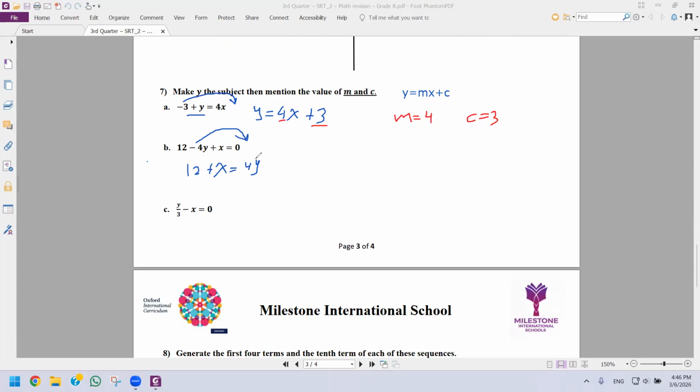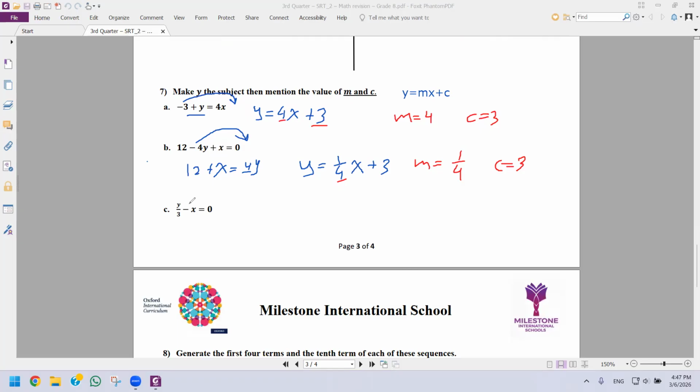Now how to keep y alone? We should divide by 4. Let's divide by 4. So y equals to x divided by 4, it's 1 over 4 x plus 12 divided by 4 is a 3. Again, we should mention what is m and what is c. M is 1 over 4 and c is 3.